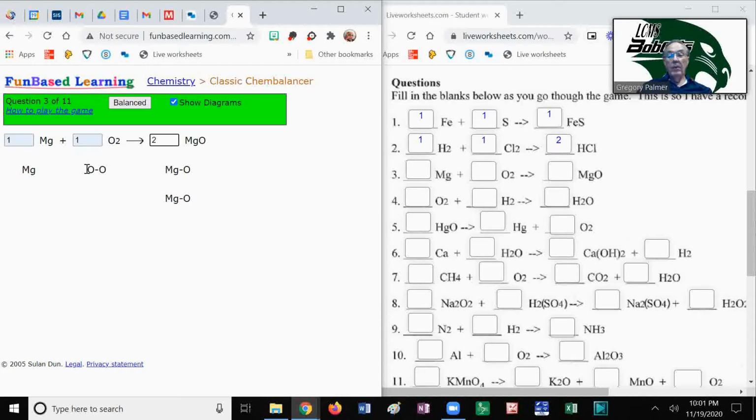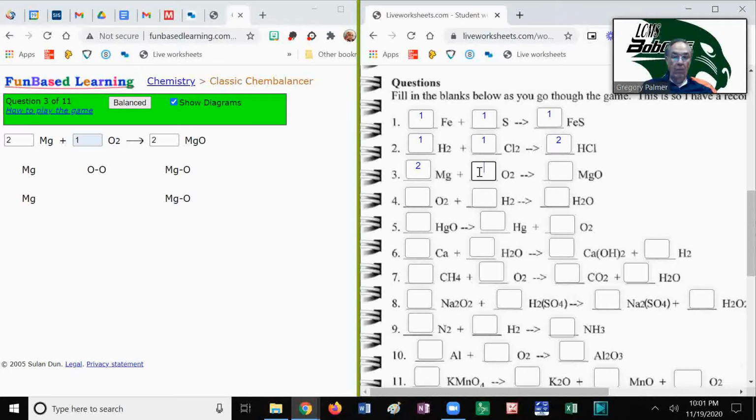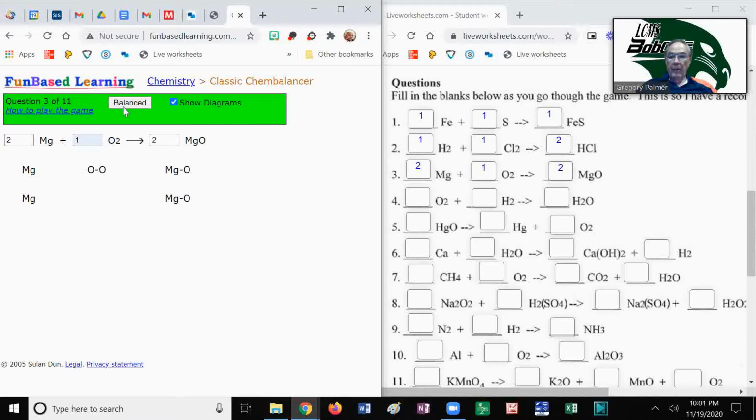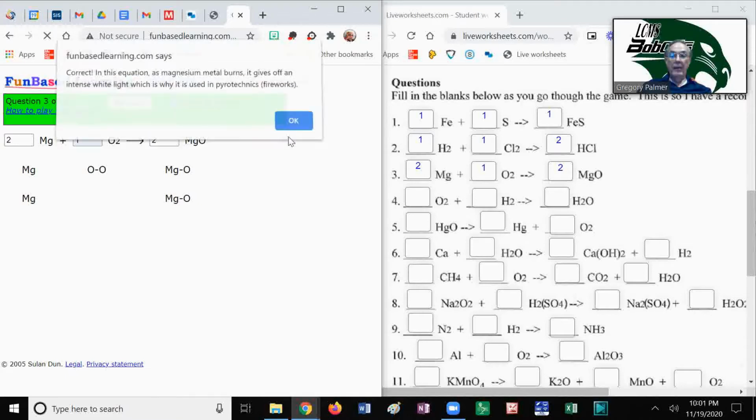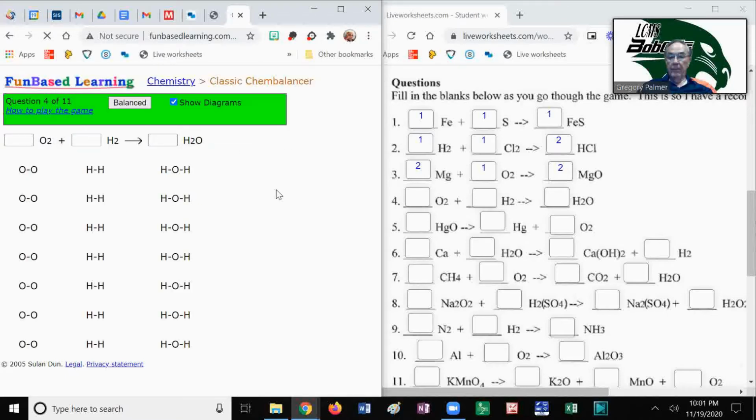Over here, it's good with the oxygens. We need to bump this up to 2 magnesiums. Now this looks balanced, so I'm going to put this in on my worksheet. 2, 1, 2. And it says we're correct, so we'll go to the next one.